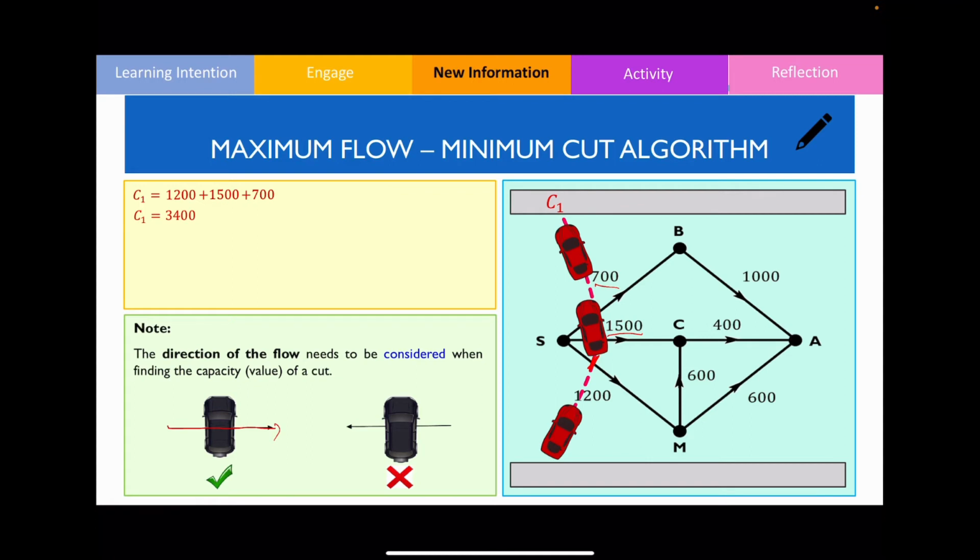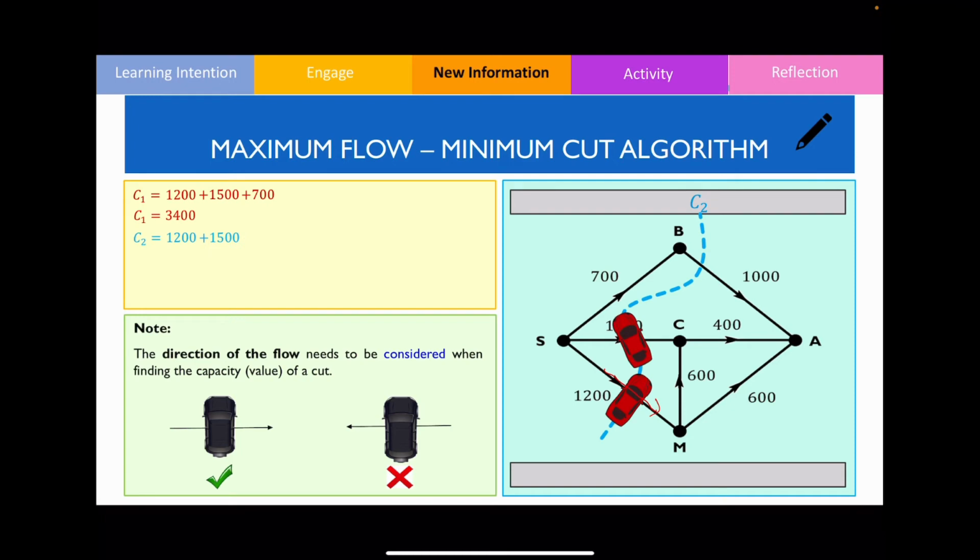I'm going to do the exact same thing for all the other cuts. For cut number 2, if I start from the bottom, notice that this is going from left to right, so I include 1200 in my calculation. When I reach this point, similarly, the arrow is going from left to right, so I include that value, which was 1500, as well as 1000. Therefore my answer is going to be 3700.